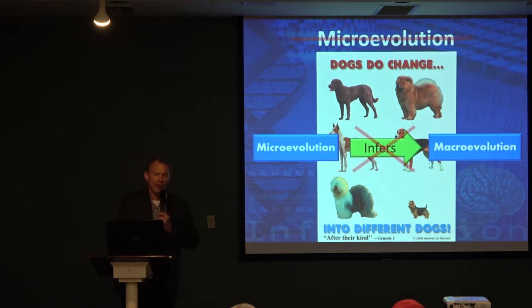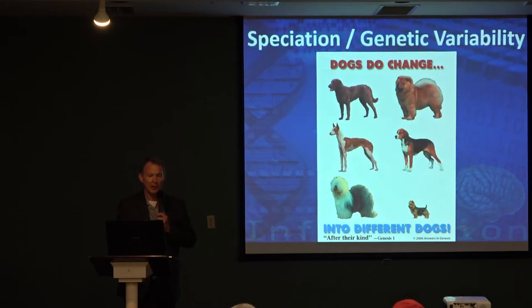So the preferred approach is not to use microevolution, but instead speciation or genetic variability, meaning that God created all the different animals, all the different plants, all the different fruits, everything that has DNA in it. He created it with genetic variability so that they could diversify with the genetic information that was already included in their genome, not through mutations.